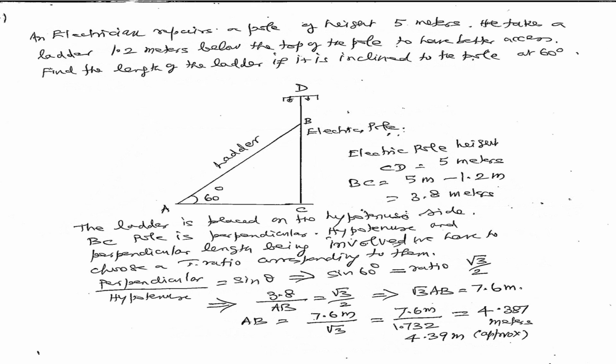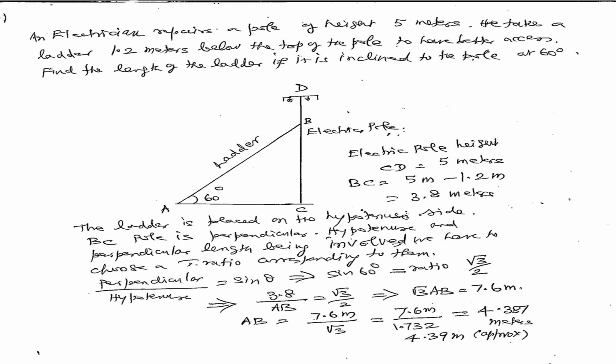In the next slide, an electrician repairs a pole of height 5 meters. He takes a ladder 1.2 meters below the top of the pole to have a better access. Find the length of the ladder if it is inclined to the pole at 60 degrees. Electric pole height is 5 meters, that is CD is 5 meters. The ladder is inclined towards the pole at 60 degrees, 1.2 meters below the top of the electric pole. Therefore, BC is equal to 5 meters minus 1.2 meters, which is equal to 3.8 meters.